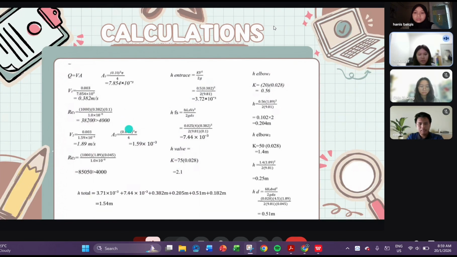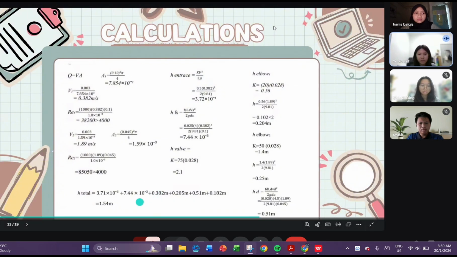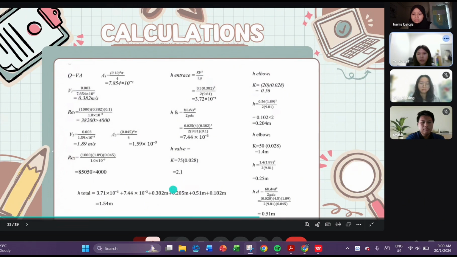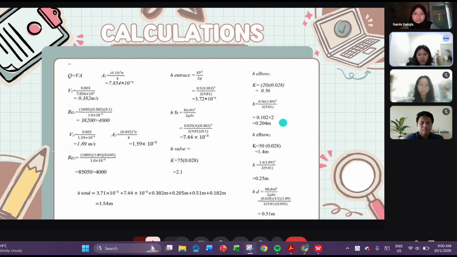Next, we determine the total loss. Here, the total head loss is 1.54 m. This includes major friction losses and minor losses with components like the thread and ball valve. Head loss is 0.204 m and also 0.25.